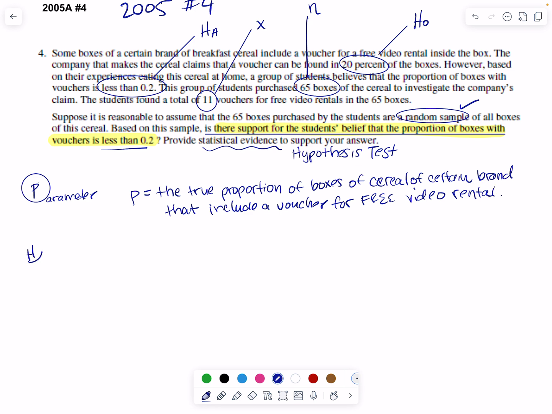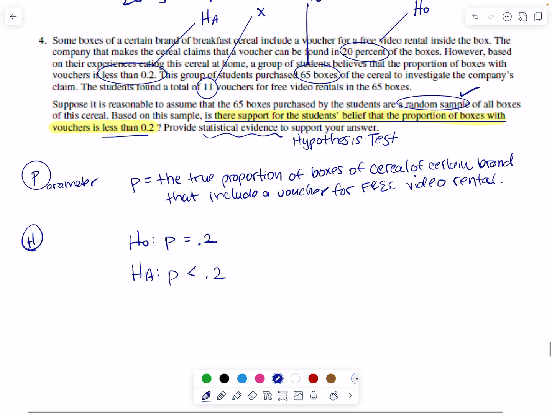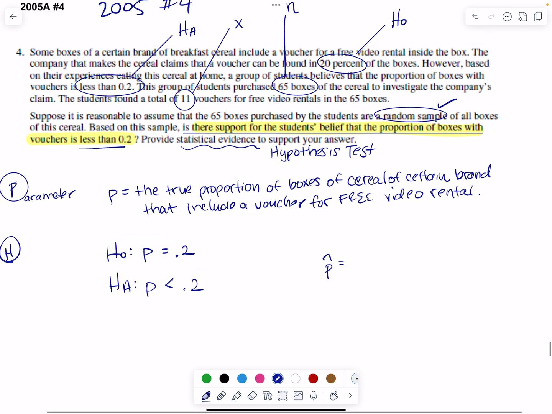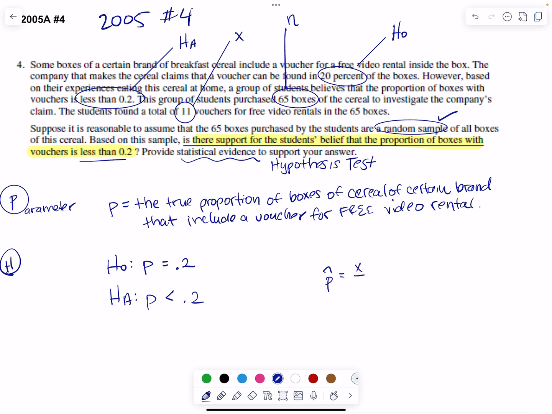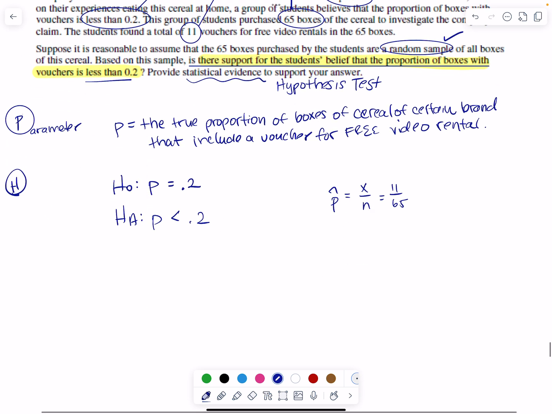So next is my hypothesis, and I've already indicated to you that H0 is going to be p is equal to 0.2, because that's what it's believed to be true, and HA is going to be p is less than 0.2, because that's what it looks like I am questioning. And if you notice, of course, my p-hat, which I'll just put on the side, you don't have to put it over here, is my x over n, and that's going to be 11 over 65. So we're going to bring that in later.